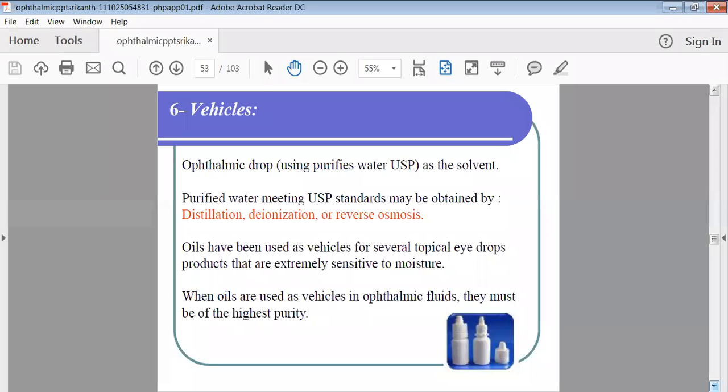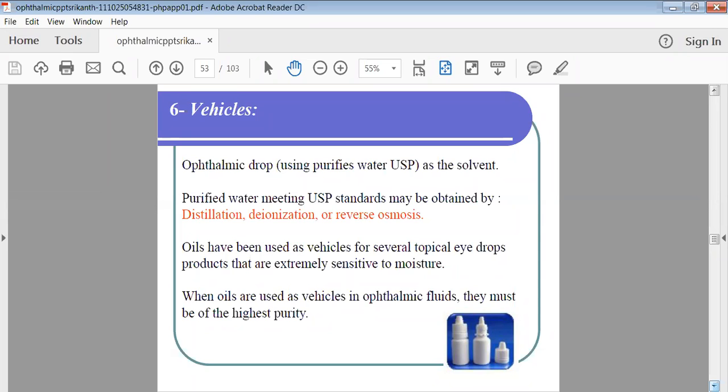So vehicle is also important. Most of the time we use distilled water as a vehicle, or purified sterile water for injection. Sometimes distilled water, reverse osmosis water, or deionized water can be used. Processes like distillation, deionization, and reverse osmosis are used to kill the microbes from the water and to make it very pure.